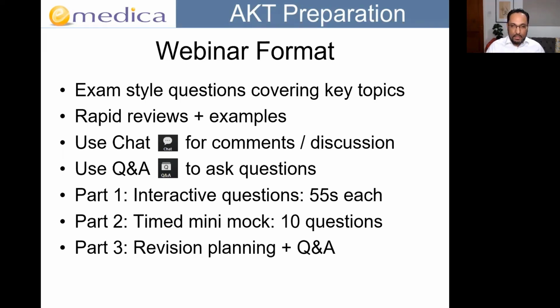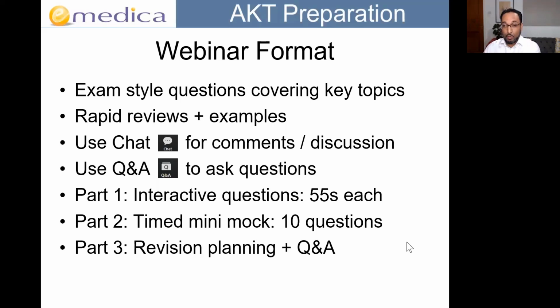Then part three, the last session, we're going to look at revision planning, how to make the most of the last 4 weeks. What should you be focusing on? What should you do in the last couple of weeks just as you come up to the exam? And then there'll also be a time for Q&A. And we should be finished by 9:50.